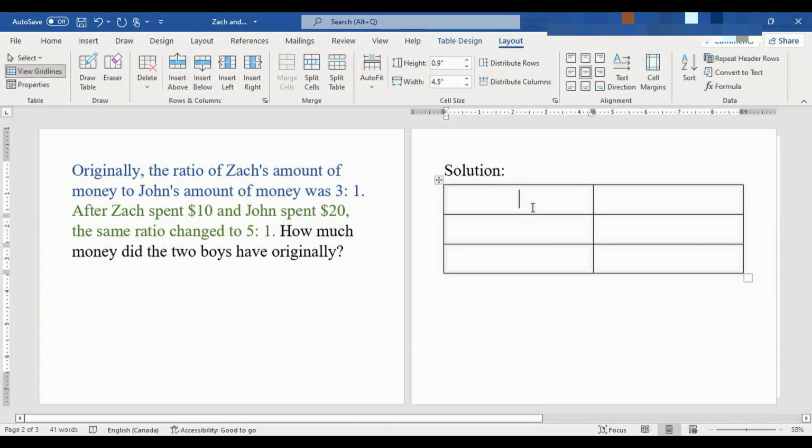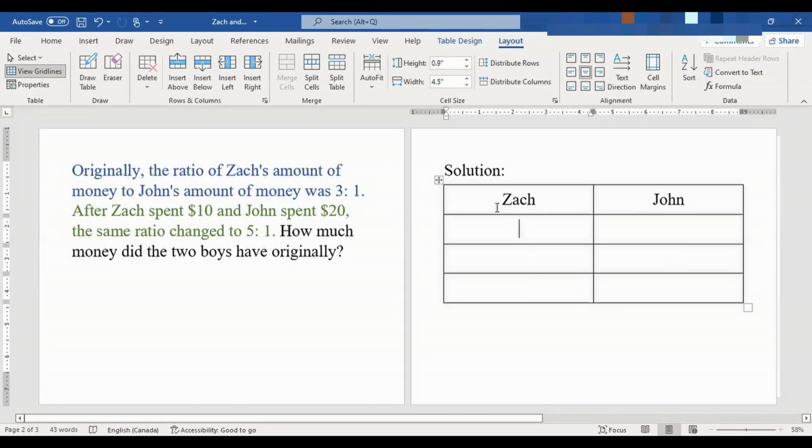Right, anyways, now we'll write the names of two people in this problem, Zach and John, and we'll be representing their original amounts of money in these tables. We're going to use multiple representations. I'll just add another row.